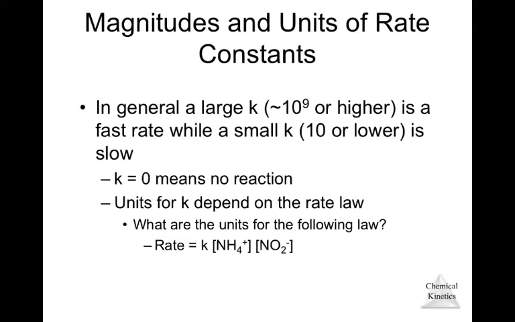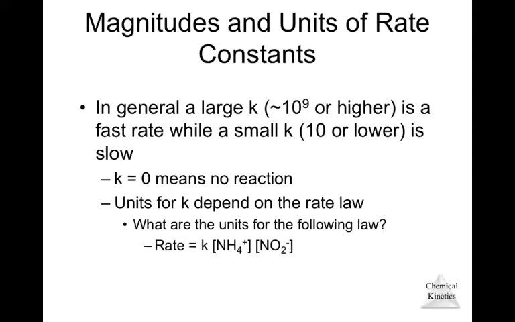So a couple things just to think about. In general, a large K, so if a K is 10 to the 9th or higher, we call this a fast reaction, versus a smaller K, 10 or lower, we would call a slow reaction. If your K equals 0, well, that means your reaction is not happening at all. It has 0 rate. And things to remember is that the units for K depend on the particular rate law.